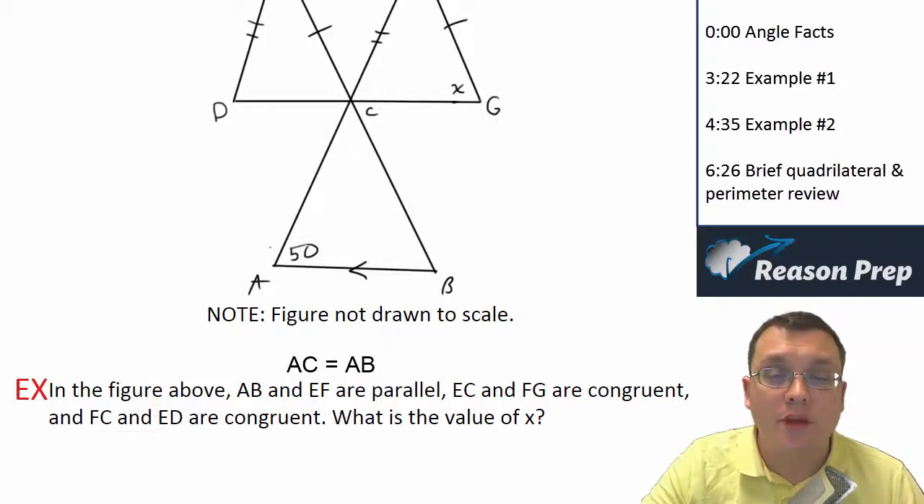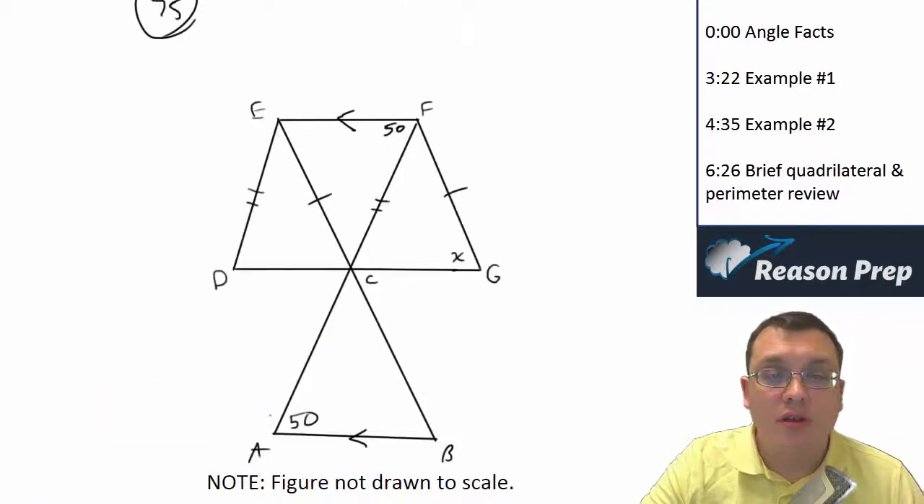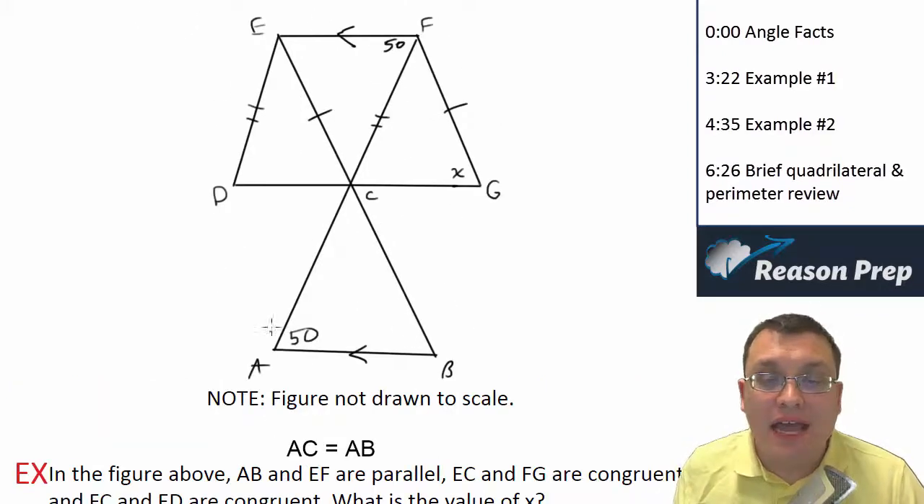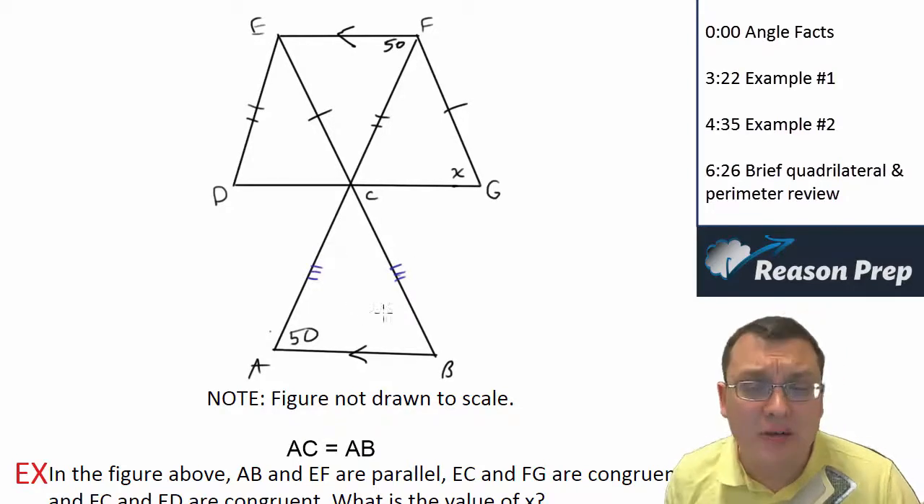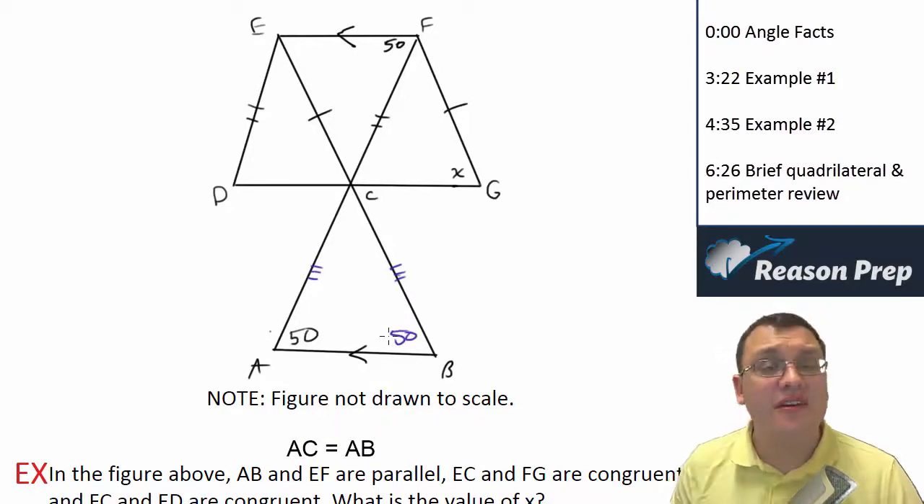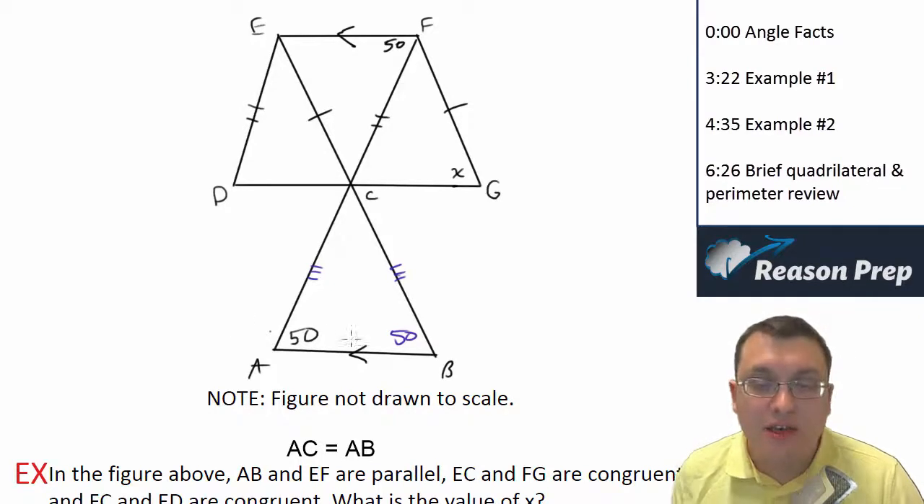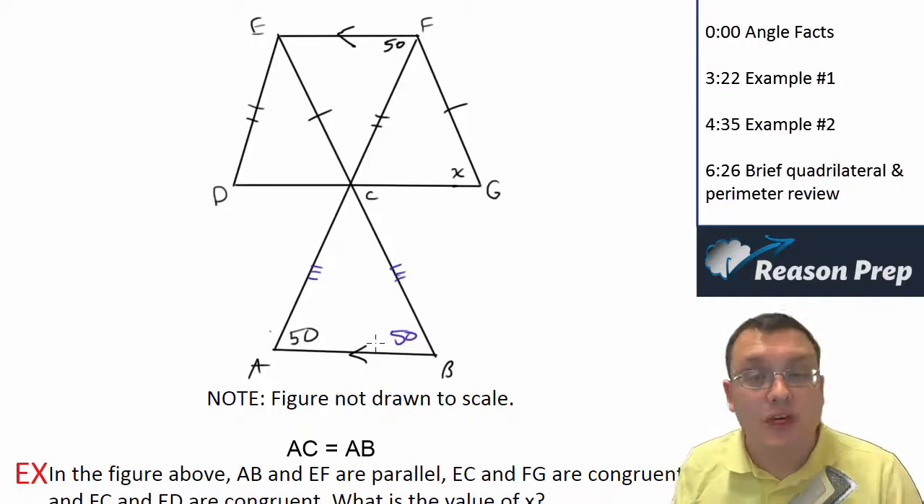So let's fill in our info. We know that EF and AB are parallel. We marked that here. We know that EC and FG are congruent. ED and FC are congruent. And then we also know that this side equals this side. So if this side equals this side, these are isosceles at the very least. Well, no, must be isosceles. So that must be 50 because the base angles are equal.